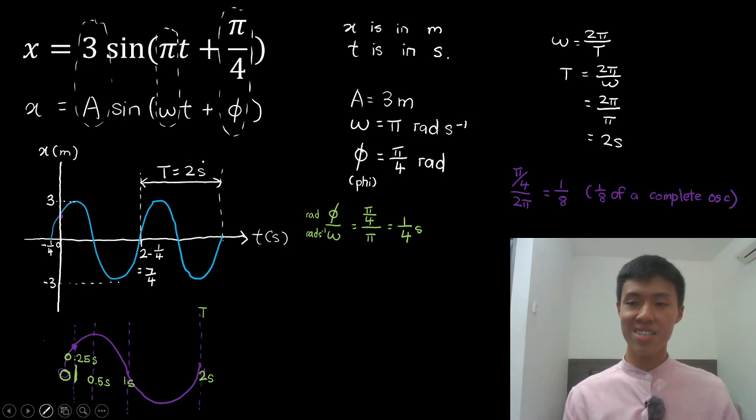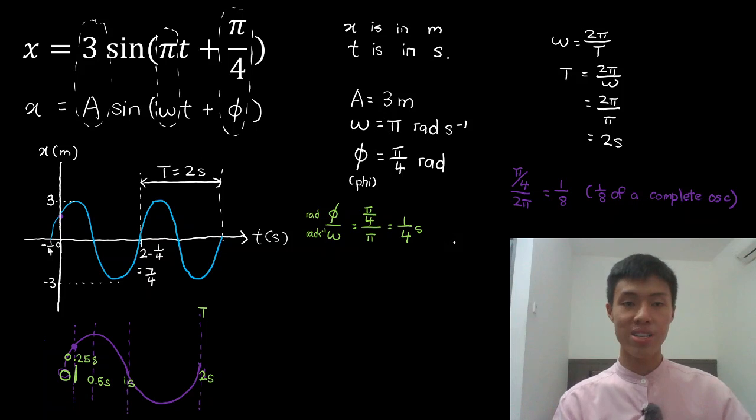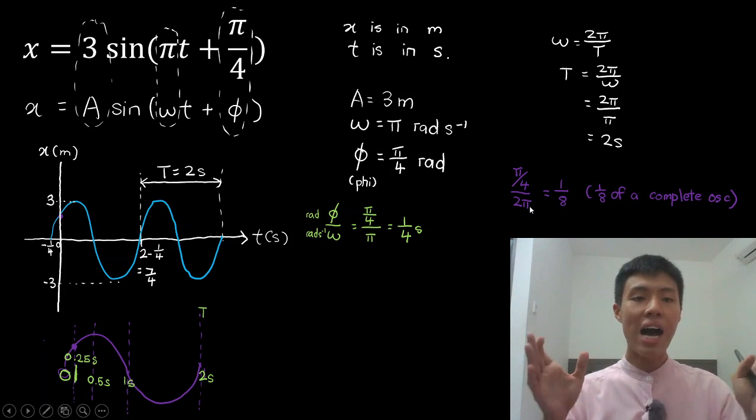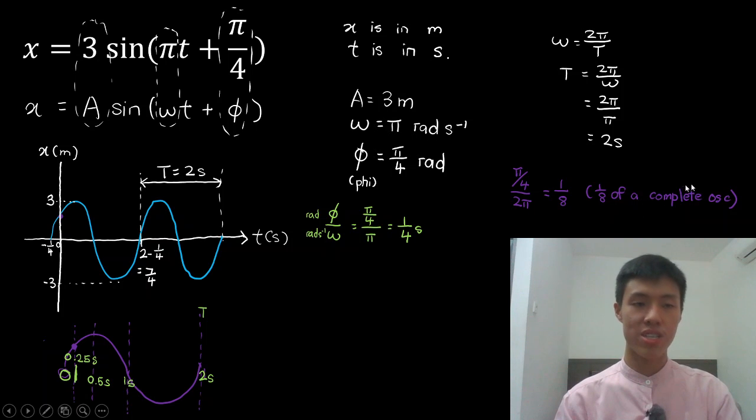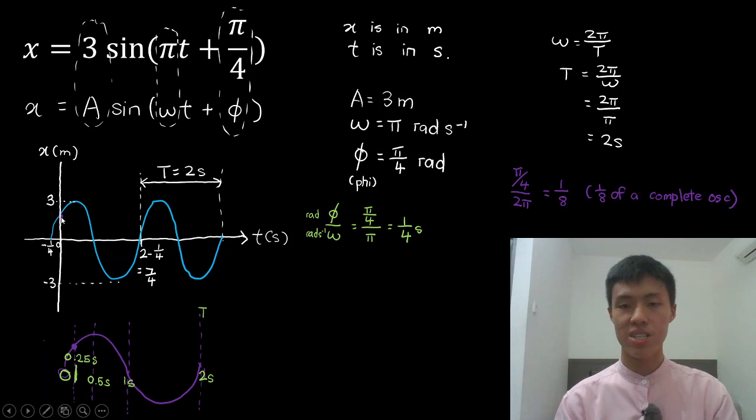So that's how I shift a graph. In this case, I shift the graph to the left, or in other words, I shift the axis to the right. How do I determine how much I need to shift? I determine it using this thing here. I divide the phase constant by 2 pi. By dividing by 2 pi, I know how much of a complete oscillation I need to move. So I know it's 1/8, so I move 1/8 of a complete oscillation.